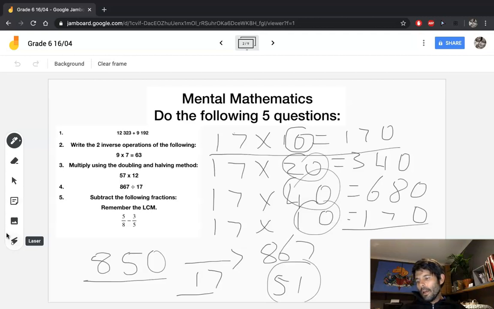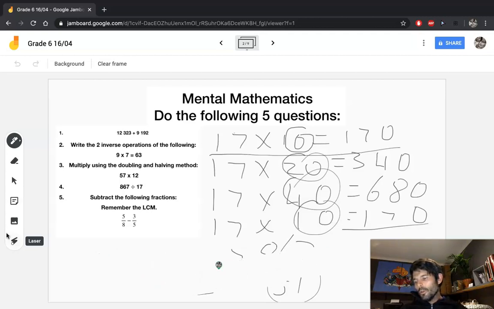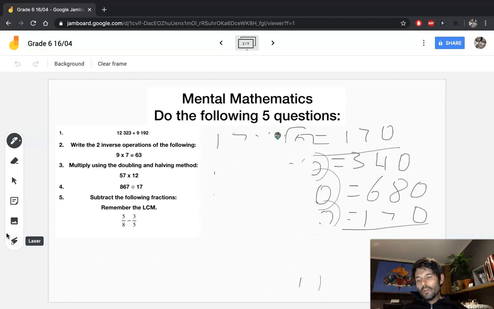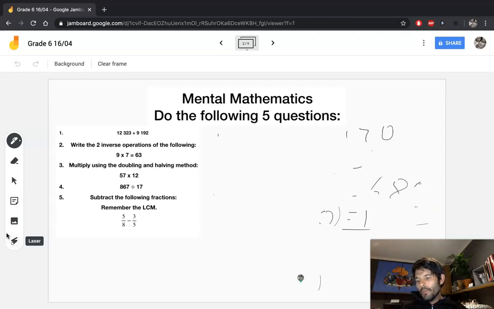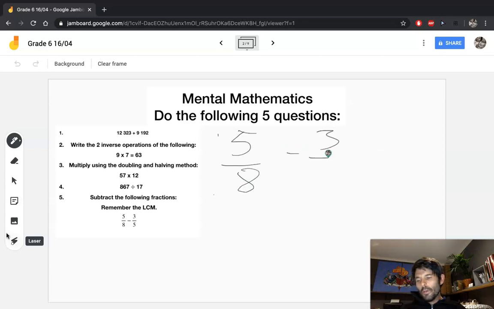Okay, and then the last question you were asked to do was to subtract two fractions, and we've already worked through fractions. So I'm just checking that you guys remember we need a lowest common multiple and what that is. Okay, so my lowest common multiple of 8 and 5 is 40.